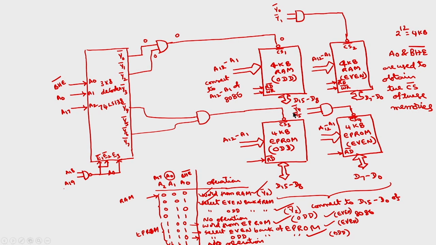So this is about the complete interfacing of 8 kilobytes of the RAM and 8 kilobytes of the EPROM to the 8086. Basically you have to draw the memory map, and from that you have to choose the corresponding bits. I will take one more example where you have different sizes of the RAM and ROM.